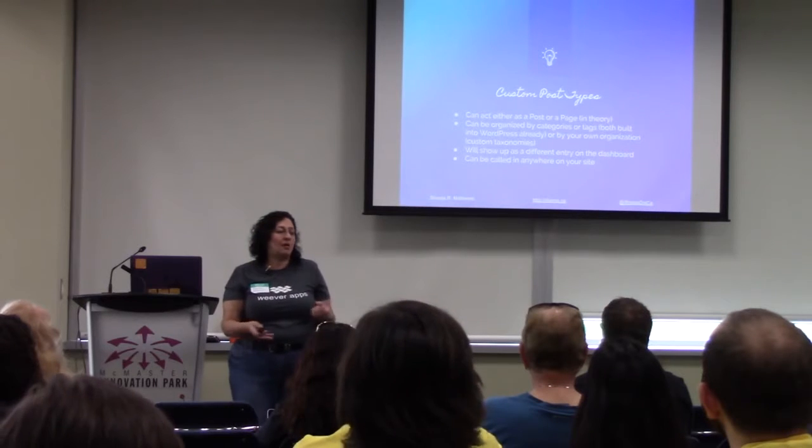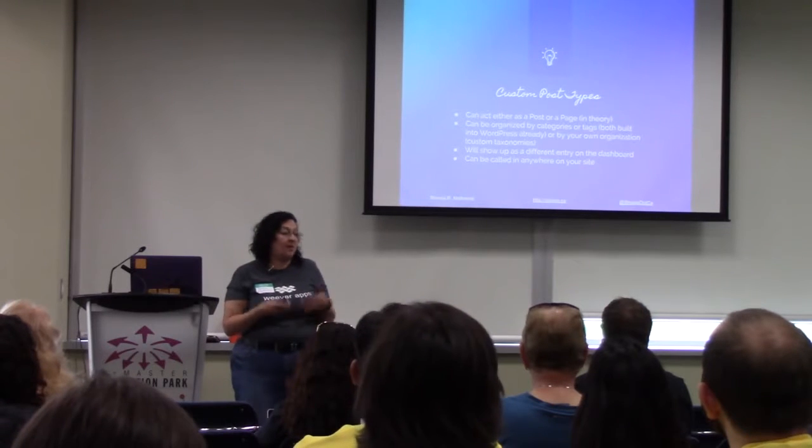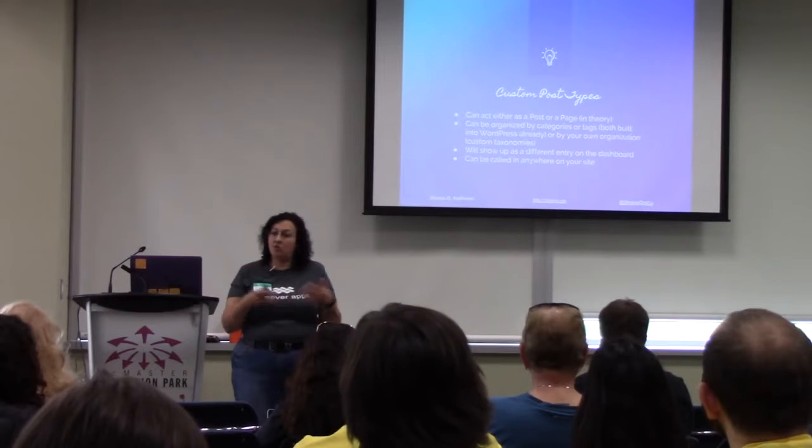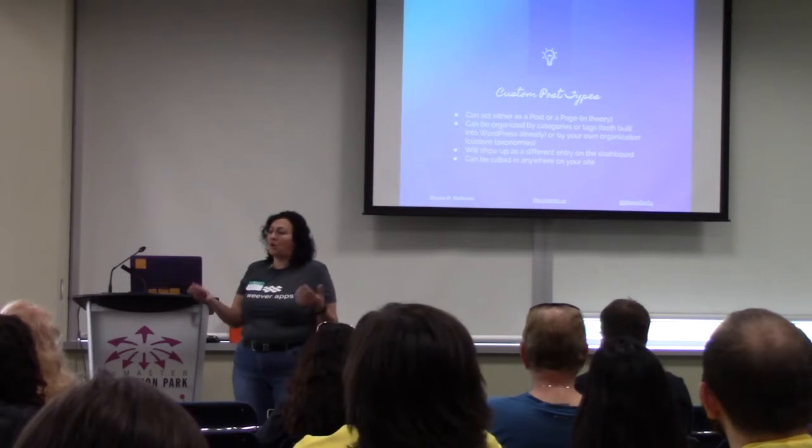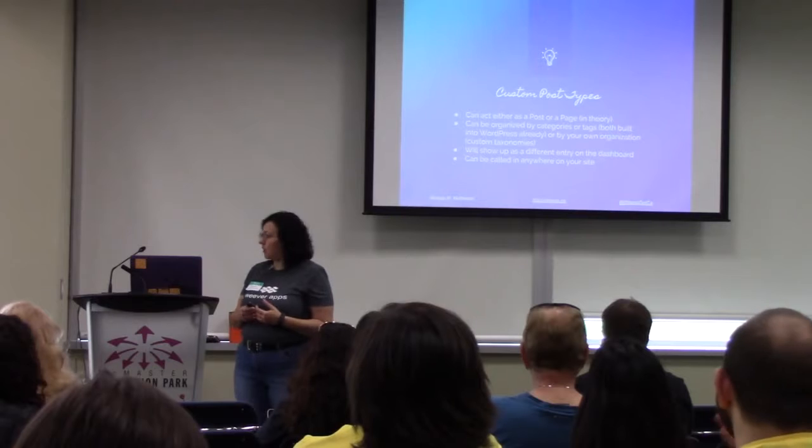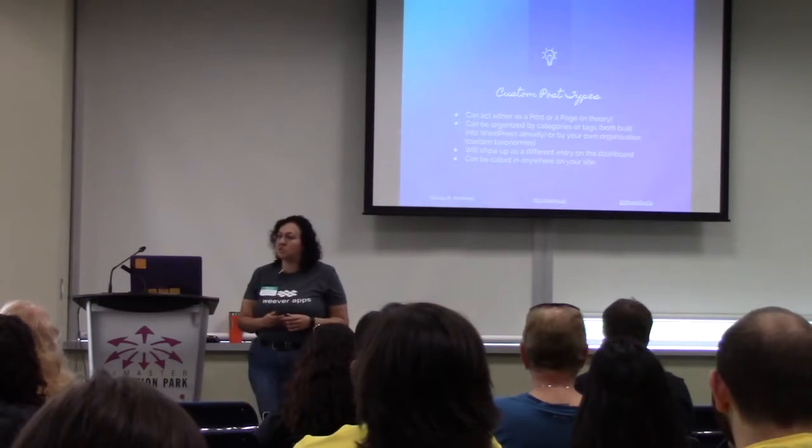Categories and tags are a method of organization. That's what a taxonomy is. You may have your own method. You may not want to call them categories and tags. You may want to call them something else, and you can do that. And again, we're going to talk about that in just a moment.